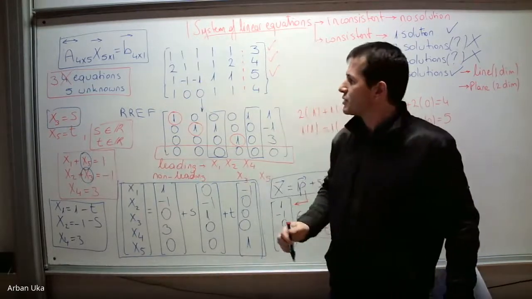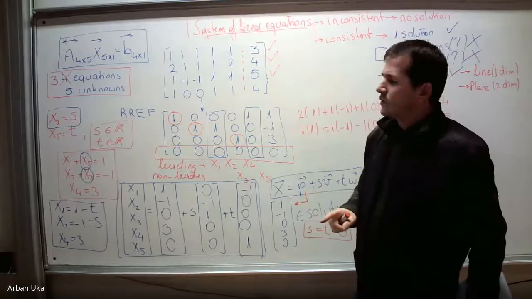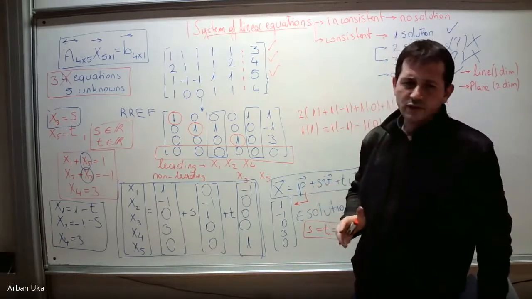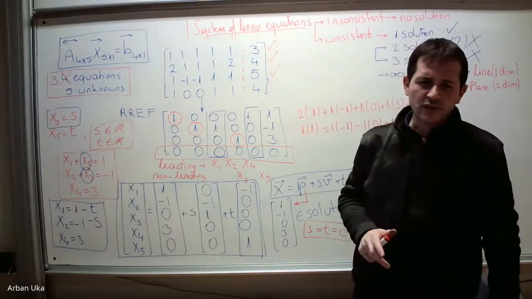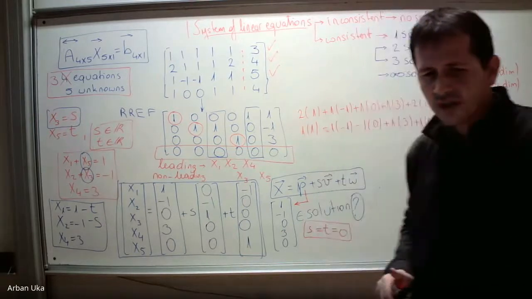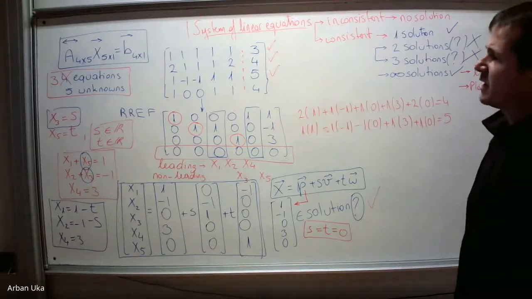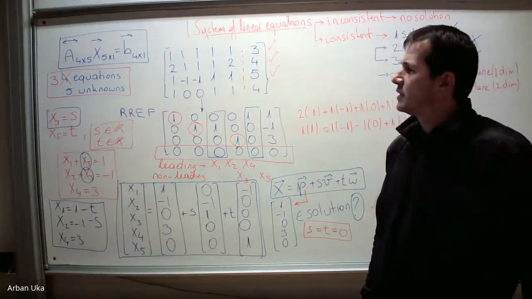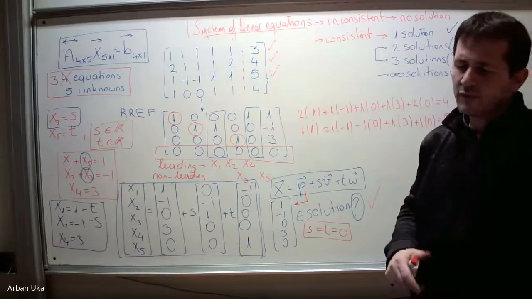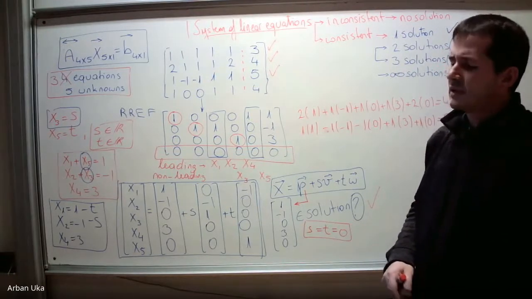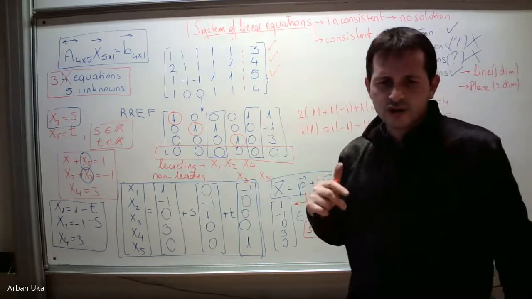Okay. Because we could have a unique solution if we have 5 unknowns with 5 equations. But with 5 unknowns and 3 equations, the best chance we have is a plane. So if we subtract the number of equations from the number of unknowns, we get the dimension of the solution space.